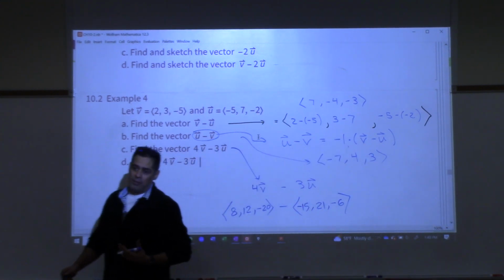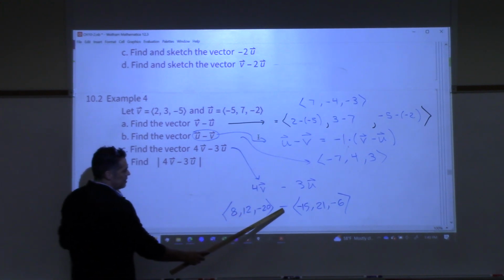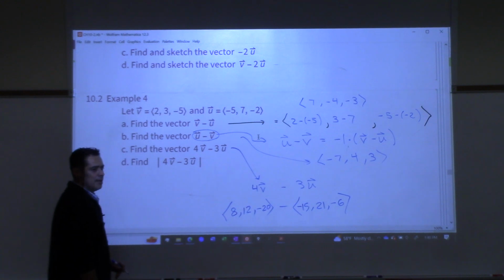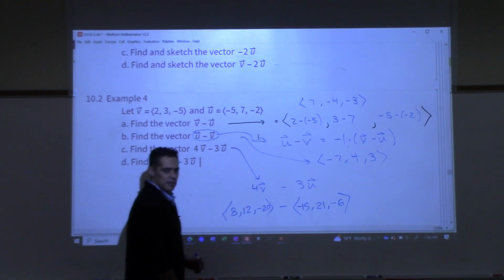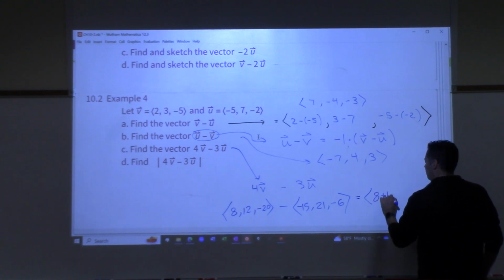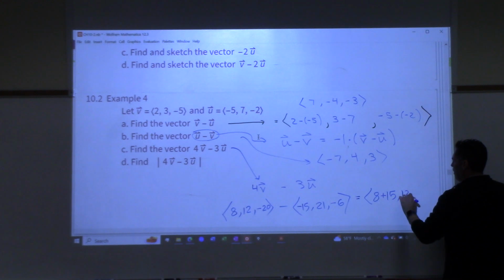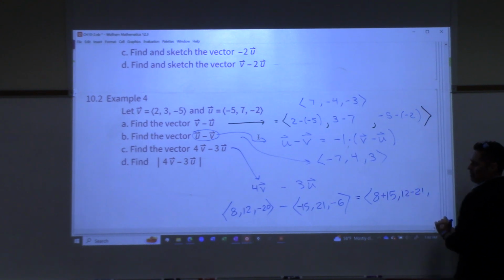8, 12, negative 20. And then the other one, 3 times that is negative 15, 21, negative 6. And now you're going to subtract. So we'll just do 8, and then we will take away negative 15, right? So 8 plus 15. And this is a vector. 8 plus 15. 12, take away 21. And then negative 20, add 6.